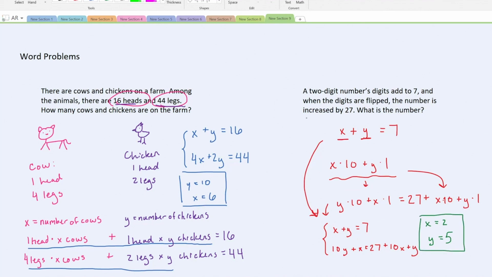Great job! Now you know 3 different ways to solve a system of equations. If you want more practice, be sure to go through the America Reads activity sheet that comes with this video.